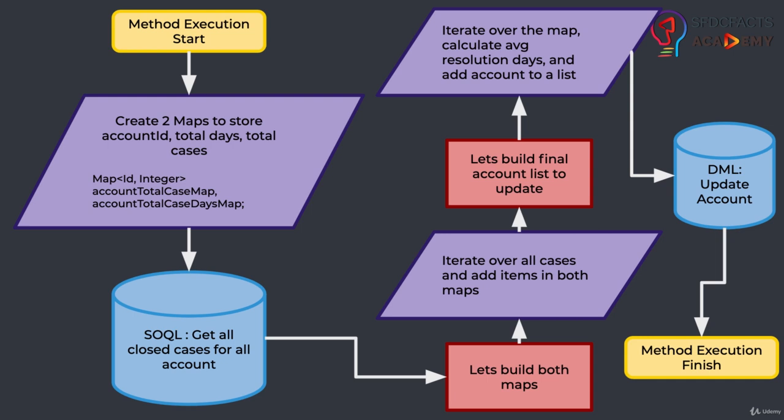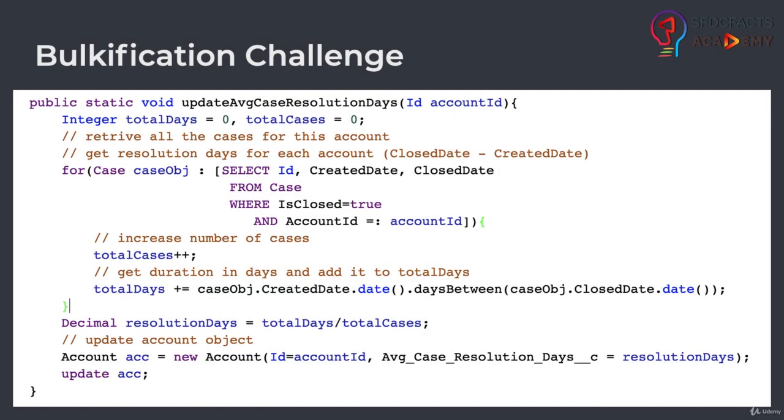Then I'm going to create two variables so that I can store my account ID and corresponding total number of cases and total number of days. So it's the same thing that we were doing for one single account. Here we had two variables called total days and total cases, but when you will be doing it for multiple accounts, then you need some way to store the total days and total cases corresponding to each account.